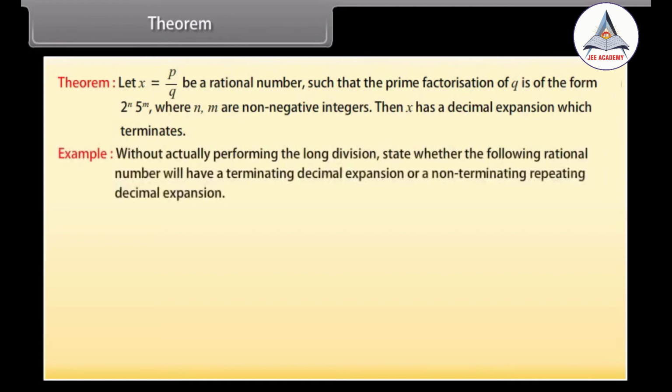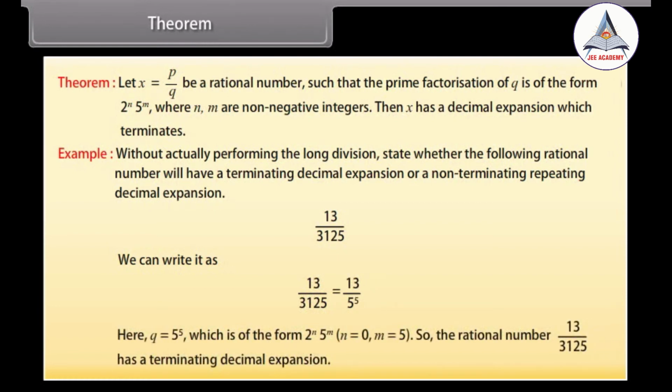Let us solve an example. Without actually performing the long division, state whether the following rational number will have a terminating decimal expansion or a non-terminating repeating decimal expansion: 13 upon 3125. We can write it as 13 upon 3125 equals 13 upon 5 raised to the power 5. Here q is 5 raised to the power 5, which is of the form 2 raised to the power n, 5 raised to the power m, n equals 0, m equals 5. So the rational number 13 upon 3125 has a terminating decimal expansion.